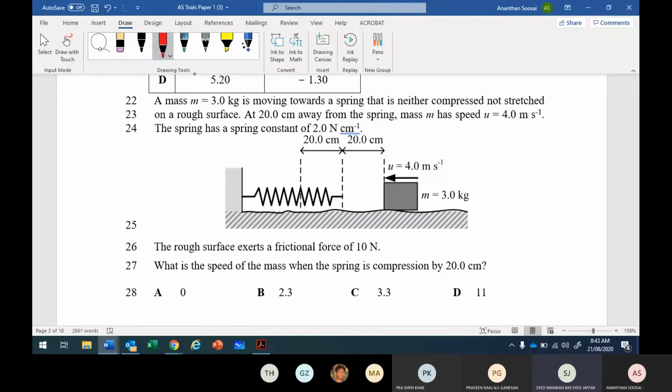A mass of 3 kilogram is moving towards a spring that is neither compressed nor stretched. It's in its original shape, on a rough surface. At 20 centimeter away from the spring, the mass has a speed of 4 meter per second. The spring has a spring constant of 2 Newton per centimeter. The rough surface exerts a frictional force of 10 Newton.